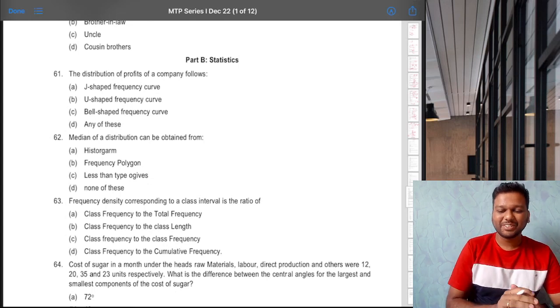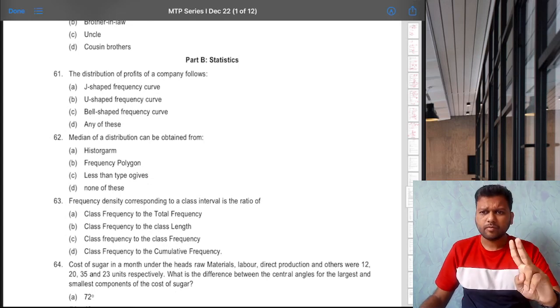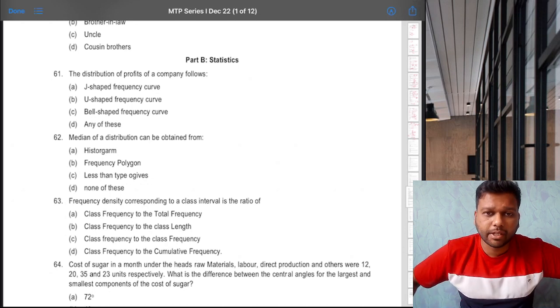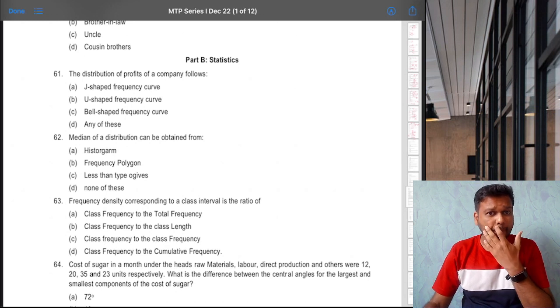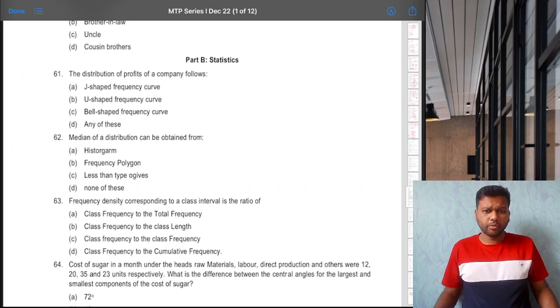Okay, hello everyone. So finally we are here with part B of the first MTP of December 2022. So we'll solve the statistics part. We are done with the maths part. So before we start, as usual, a few rules.